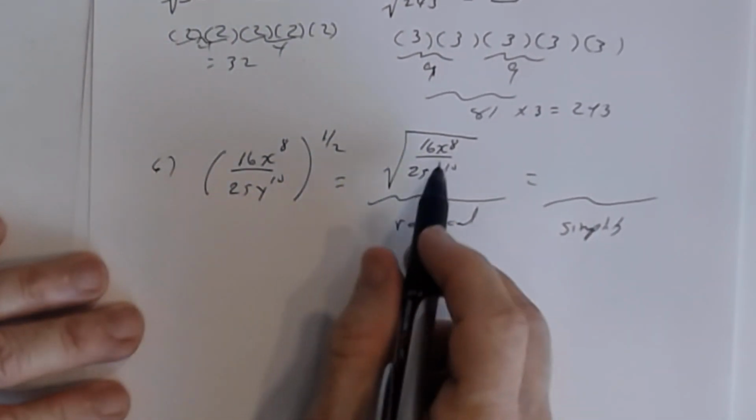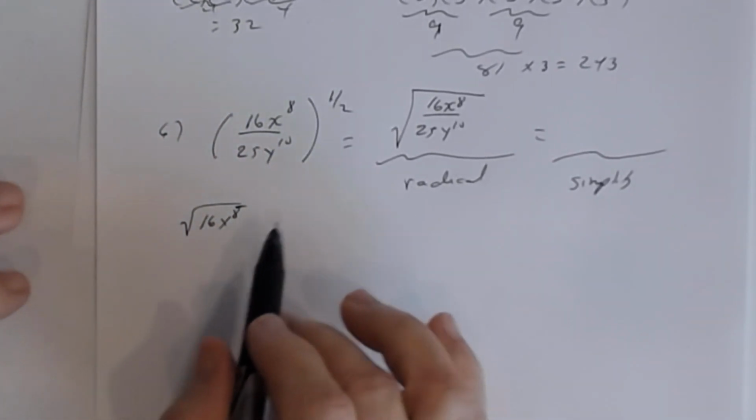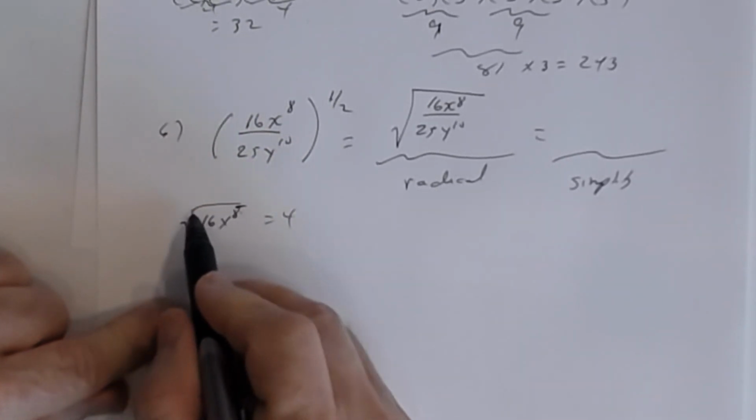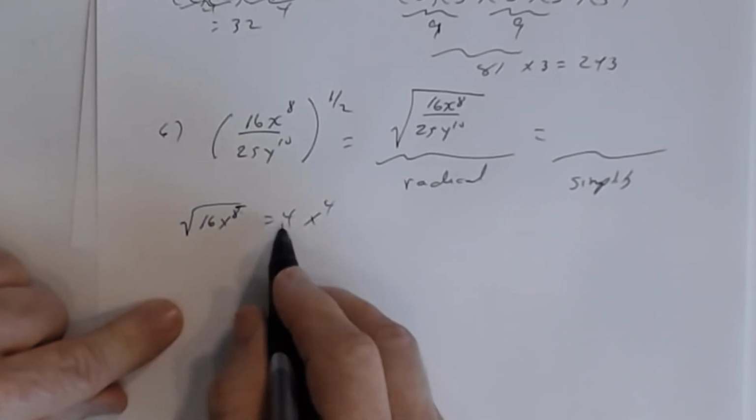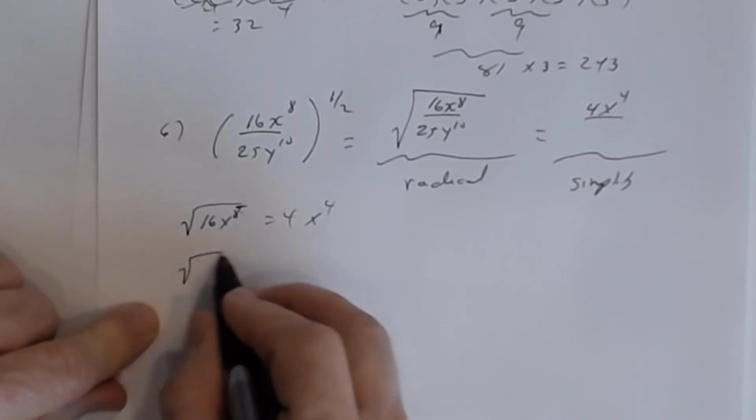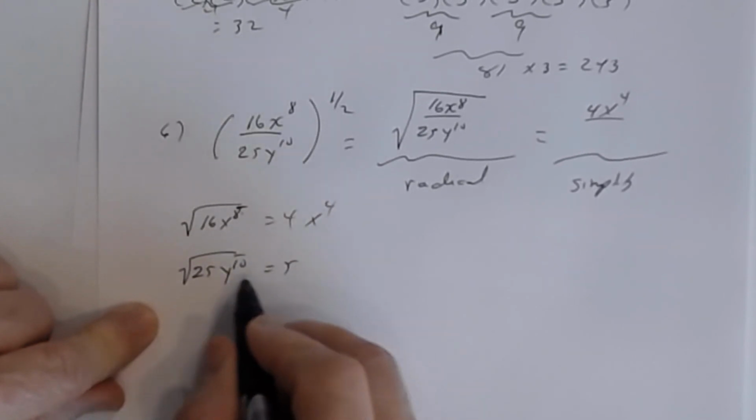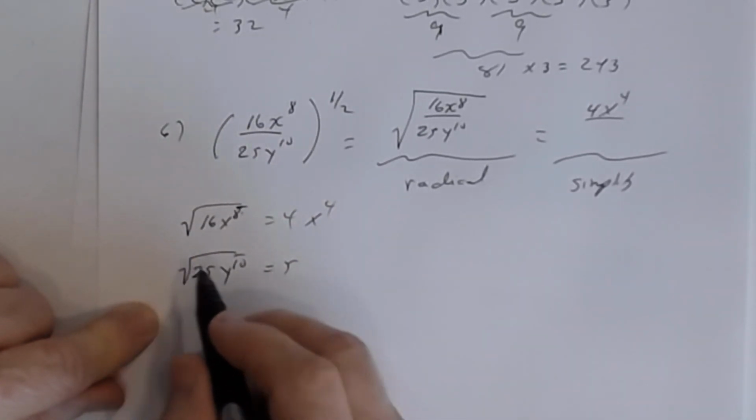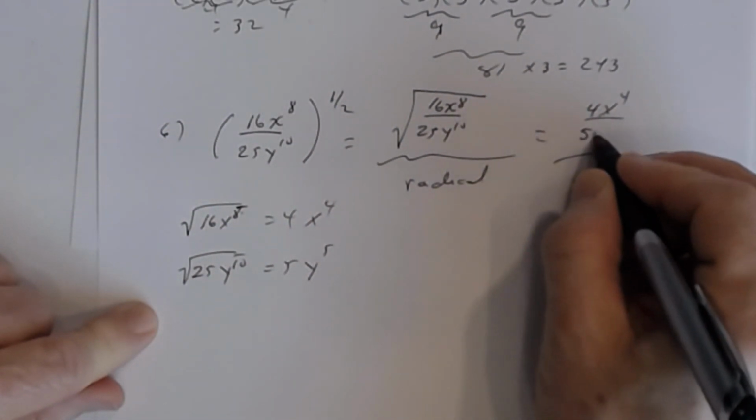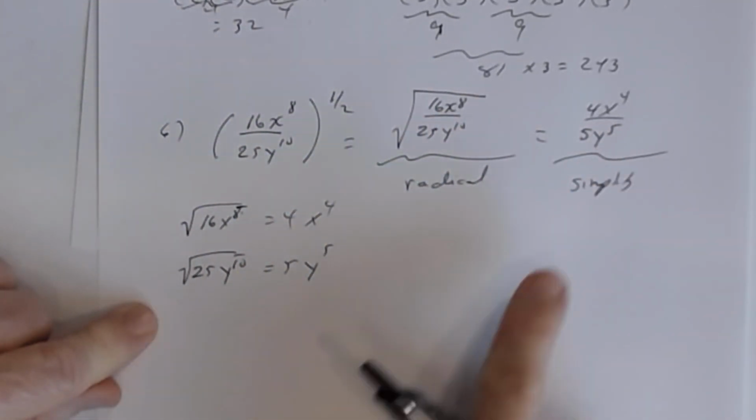So let's think about the numerator. You have 16x to the 8th. Remember, those are the easy kinds. The square root of 16 is 4. 8 divided by 2 is 4, so that's x to the 4th. So the numerator is 4x to the 4th. The denominator, you have the square root of 25y to the 10th. The square root of 25 is 5. The square root of y to the 10th, 10 divided by 2 is 5, so that's y to the 5th. So you get 4x to the 4th divided by 5y to the 5th. And that's the answer there. So there's radical notation, and that's the answer you get when you simplify.